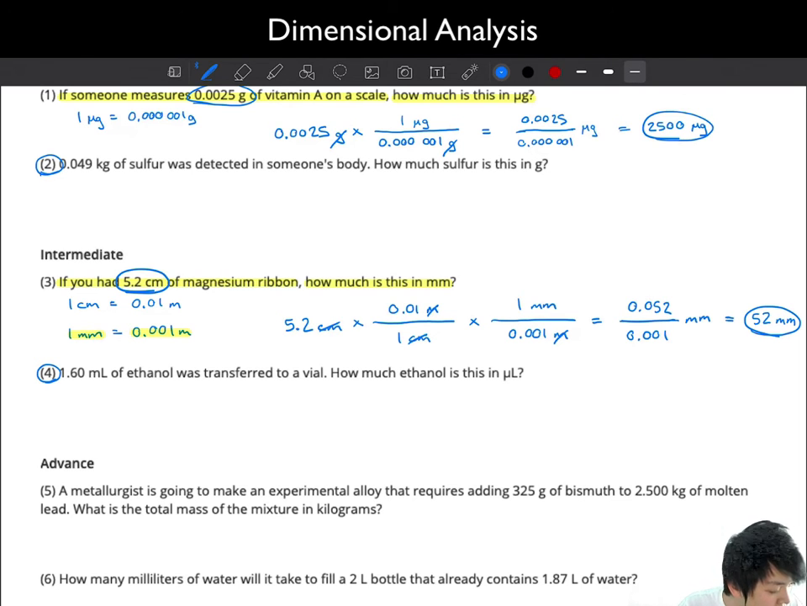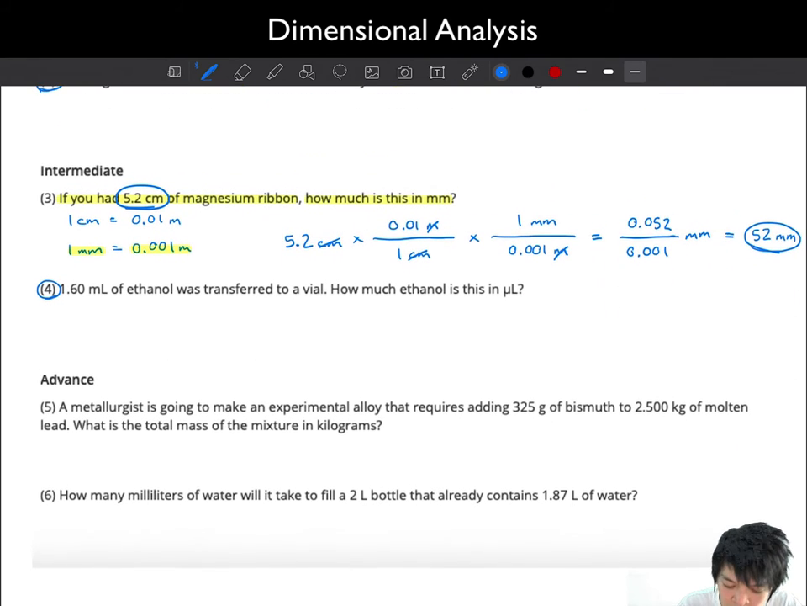Okay, let's go ahead and try one of the advanced problems. Now the advanced problems, they're just advanced because you gotta think about it a little bit more. But they actually might not be that hard. So let's go ahead and try this. A metallurgist is someone who works with metal. A metallurgist is going to make an experimental alloy that requires adding 325 grams of bismuth to 2.500 kilograms of molten lead. What is the total mass of the mixture in kilograms?